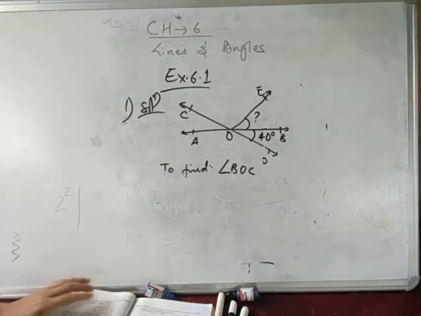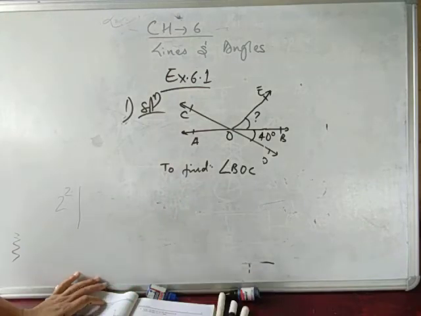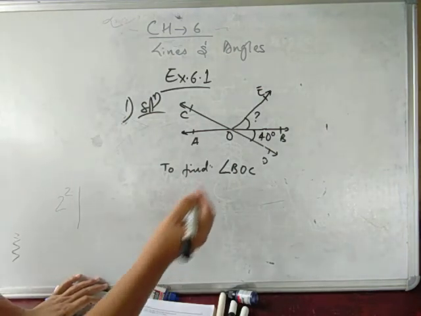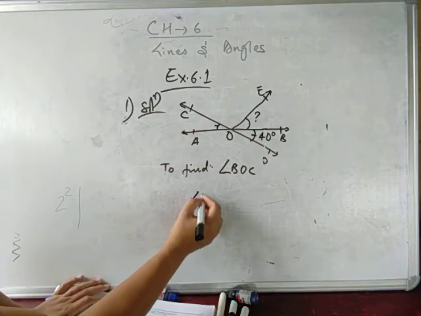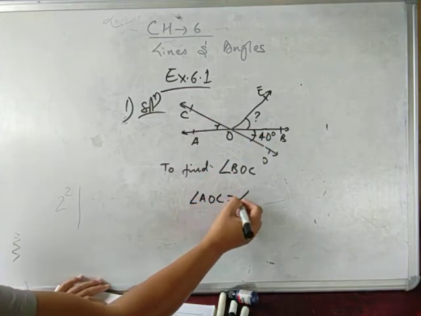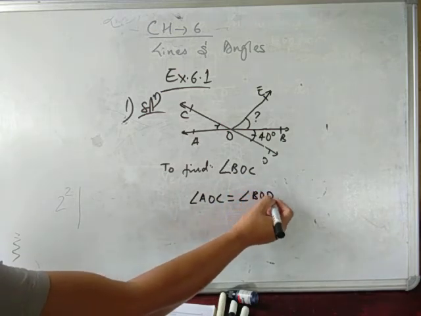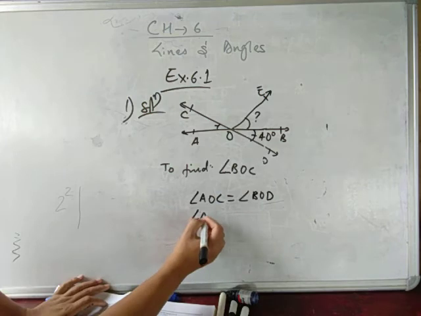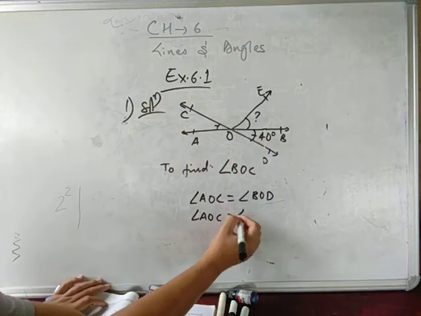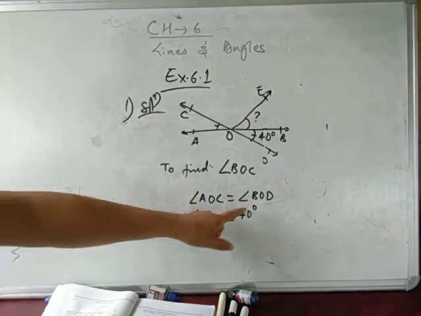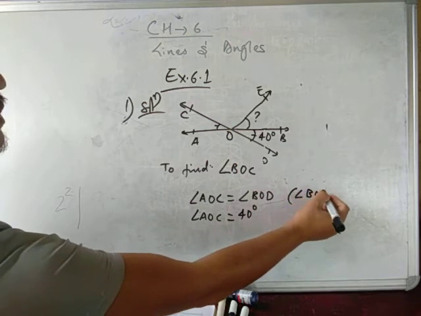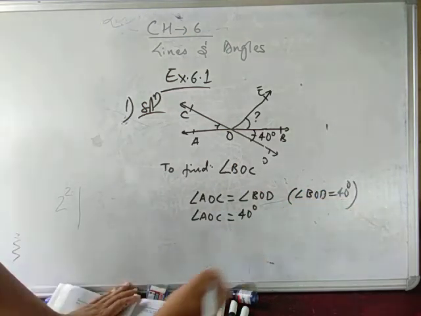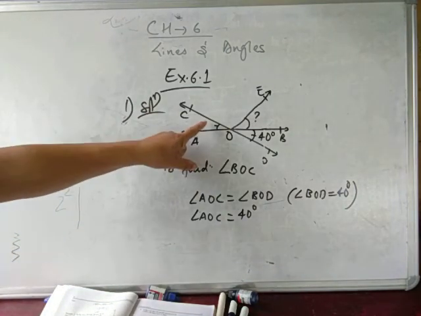And also given angle AOC. So to find BOC, what should we do? See, these two angles are vertical opposite angles, isn't it? So angle AOC equals angle BOD, isn't it? So angle AOC equals 40 degree, right? Because BOD equals 40 degree, isn't it? This is given. Angle BOD equals 40 degree. So we got this one is your 40 degree.